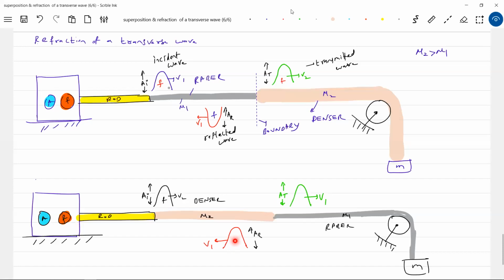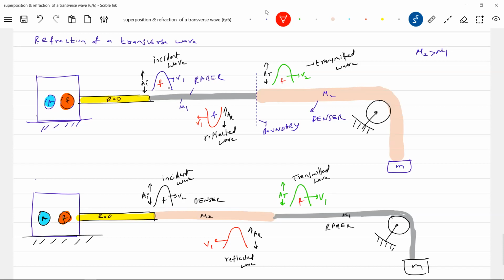Why is this reflected pulse erect? Because it's reflected by a rarer medium. The transmitted wave again will have no phase change. It will have a speed that depends upon the medium and will have the same frequency. Put it like this: the frequency.